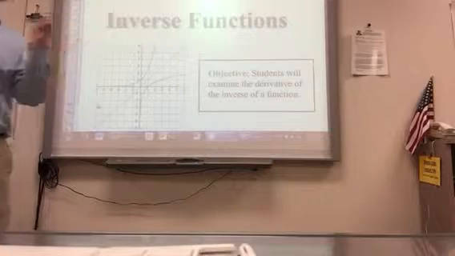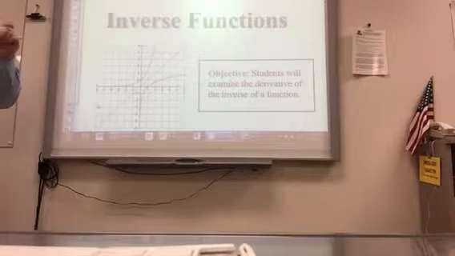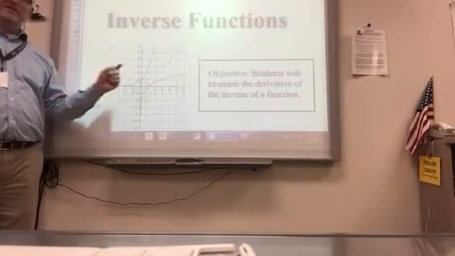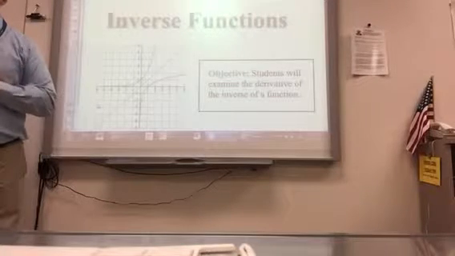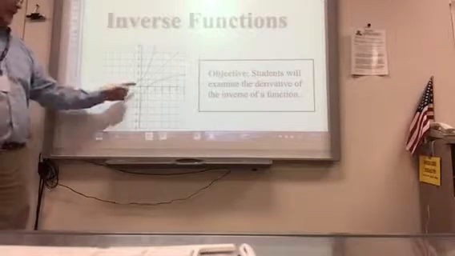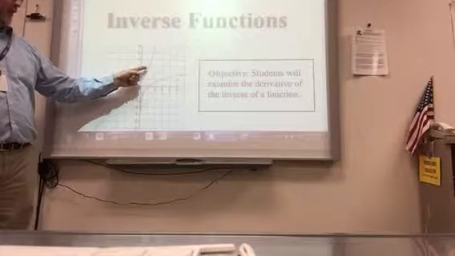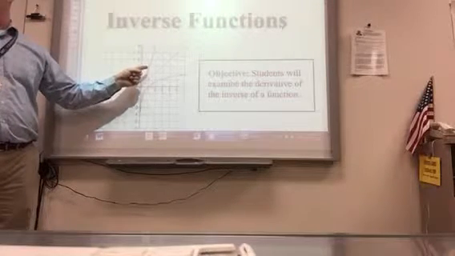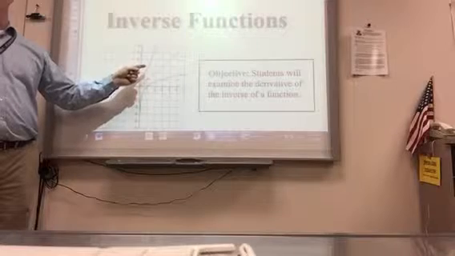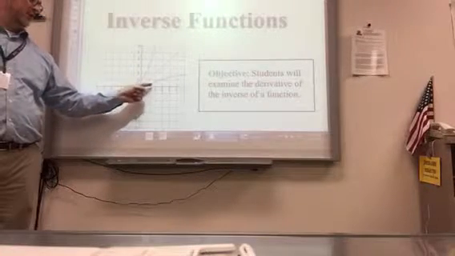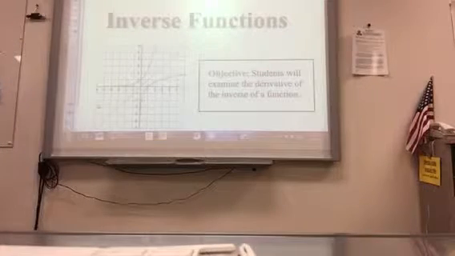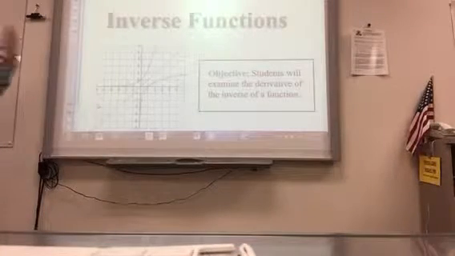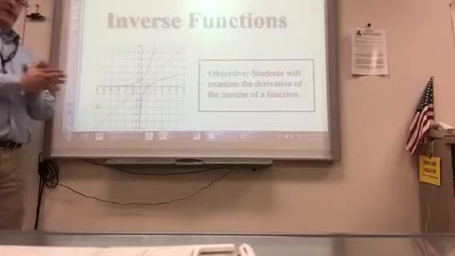If they're reflections over the line y equals x, what that really means is if the point 0, 1 is on the blue one, automatically you know what point is on the red one: 1, 0. If the point 1, 2.8-ish is on the blue one, then on the red one you would find 2.8-ish, 1, right? So you understand why they're reflections over y equals x.